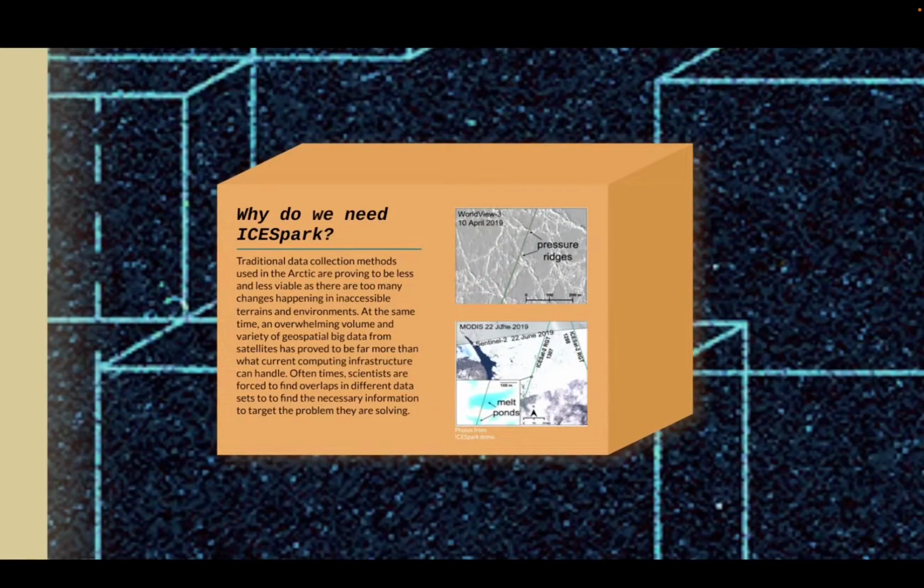With a plethora of satellites in the sky, one may wonder why we even need something like ICESpark in the first place. Well, that's precisely the problem. There's simply too much geospatial big data from satellites for modern computing infrastructure to handle efficiently. As a result of this, independent scientists and researchers are left with little choice but to comb through huge amounts of data to find the relevant information for their research.